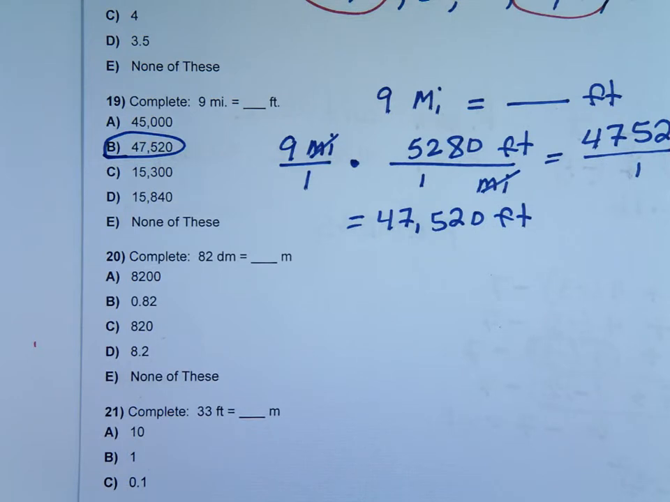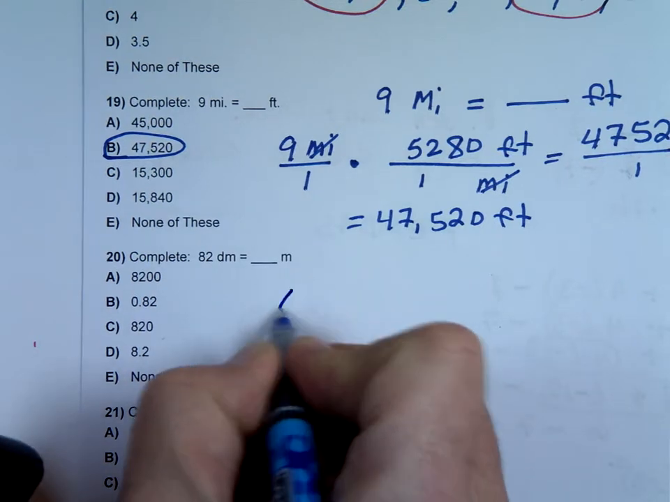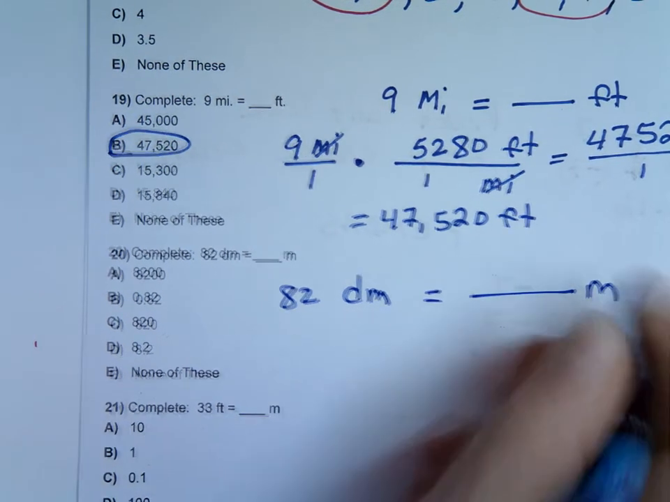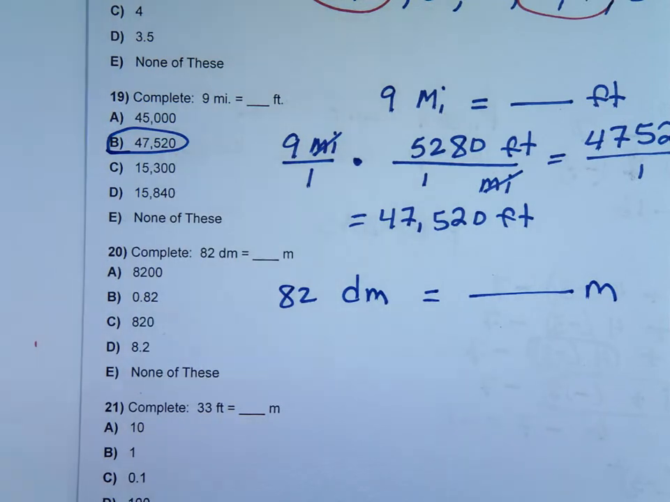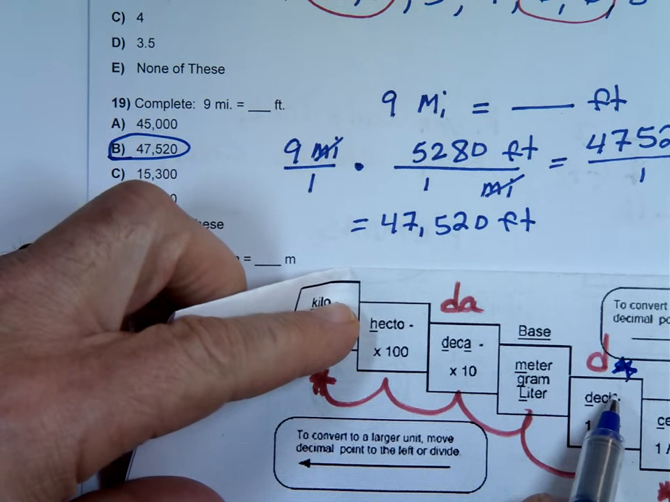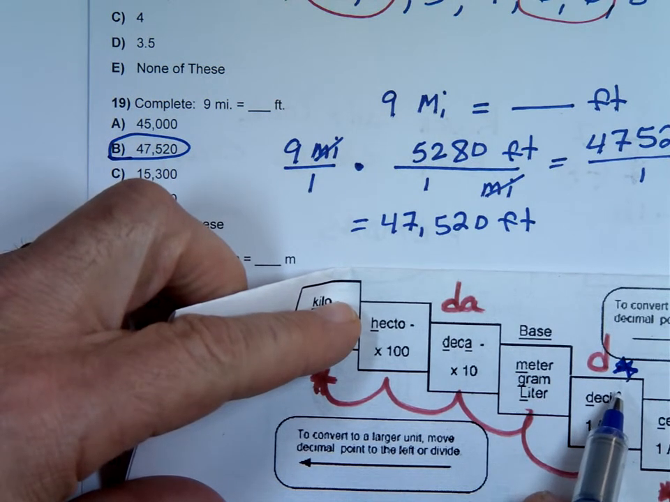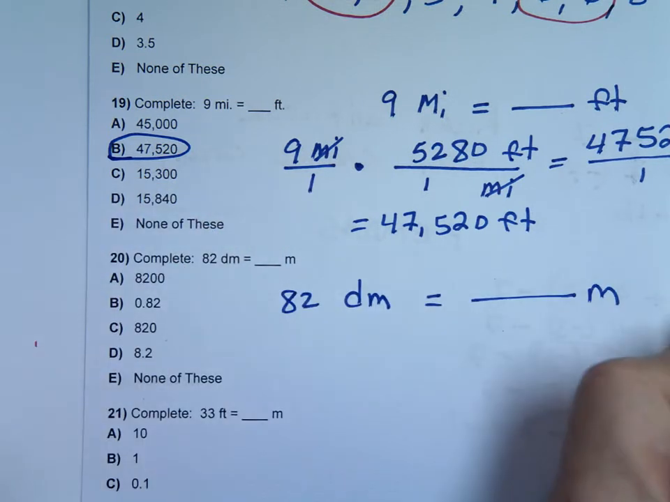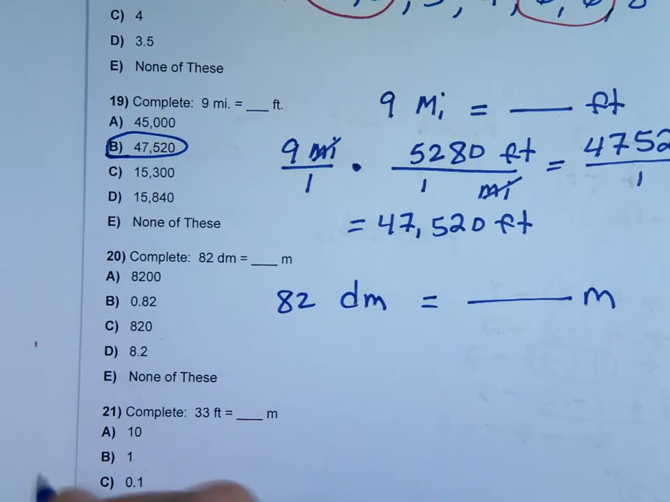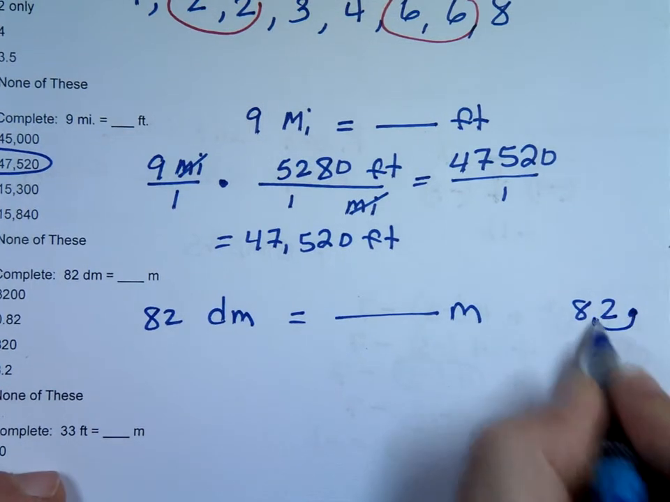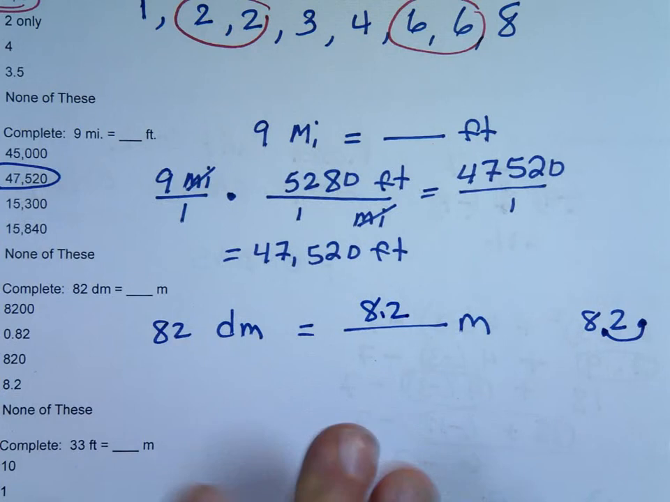Question number 20. Complete. 82 decimeters to meters. Decimeters to meters. Let's bring that cheat sheet back. The metric. Decimeters, you're right here. And you want to go where? To meters right here. How many places? 1 to the left. So here's your decimal point, right here. Move it 1 place to the left. 8.2 meters. Do we have 8.2?